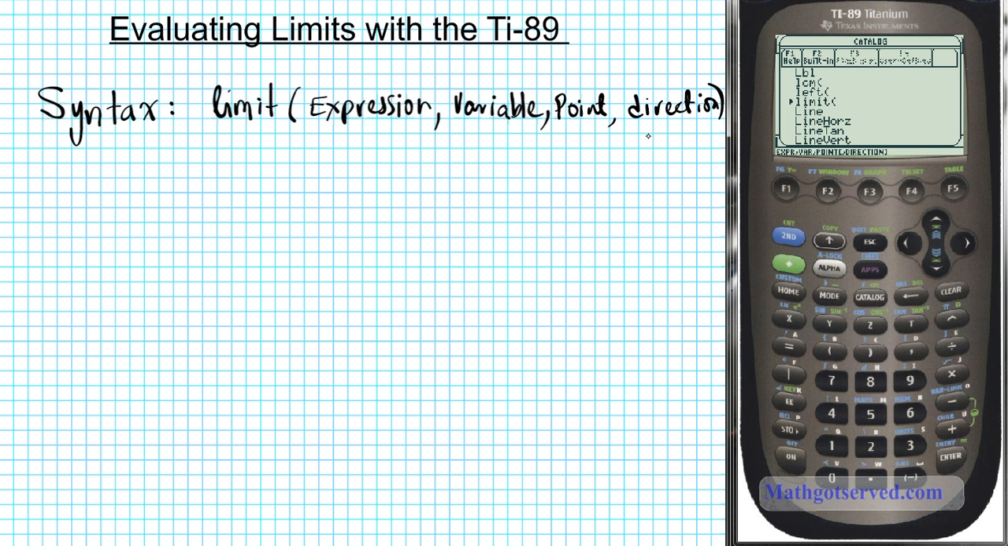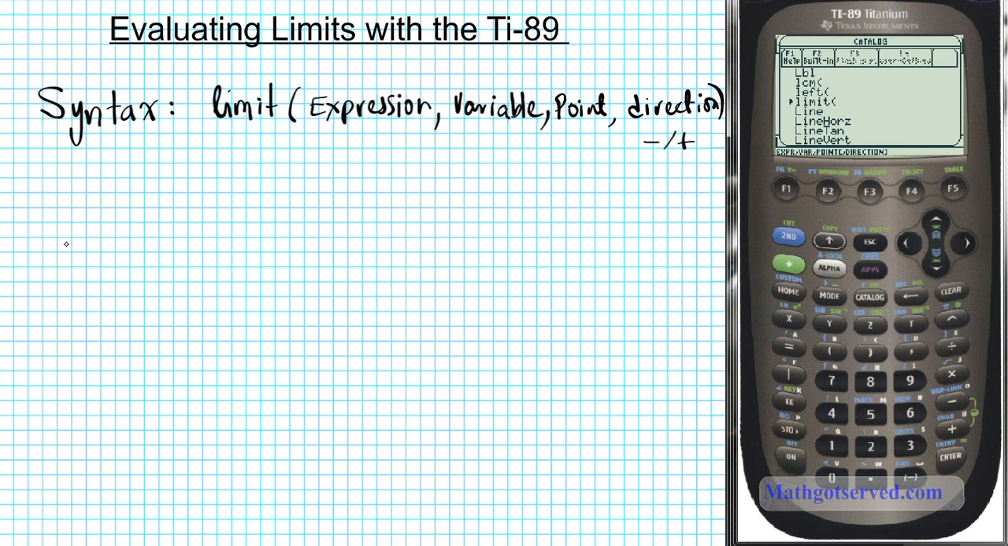Now, just a few things to note about the direction. If you're approaching from the left, all you do is put in a negative number, any negative number. And if you're approaching from the right, you put in any positive number. If you just put a sign in there, you get a syntax error. So direction is simply a signed number, and what this function will do is extract the sign of that number. It pays no attention to the number, just the sign. I'll show you an example when we're doing number 3.